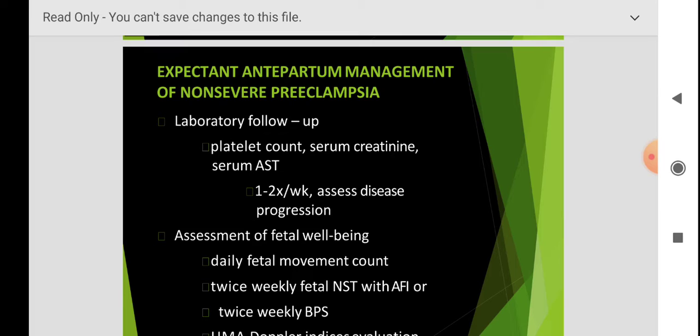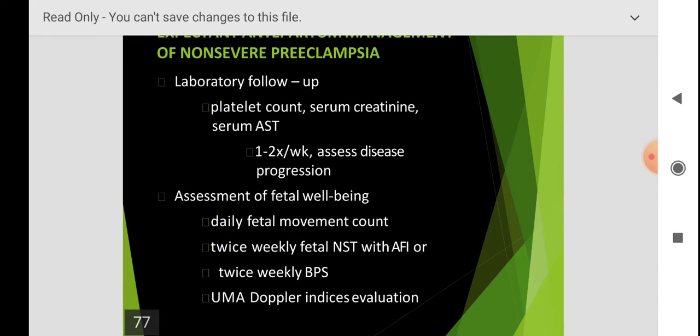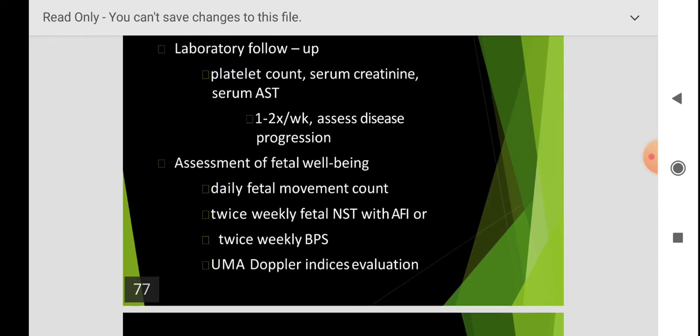Laboratory follow-up. What should you do? Okay, now the patient is with you. You have to monitor her. How do you know whether the disease is progressing? These are the following criteria on which you are going to decide whether the disease is progressing or it is controlled. Laboratory follow-up: by platelet count, serum creatinine, serum AST, once or twice a week, that is every third day. This helps you in assessing the severity as well as the progression of the disease.